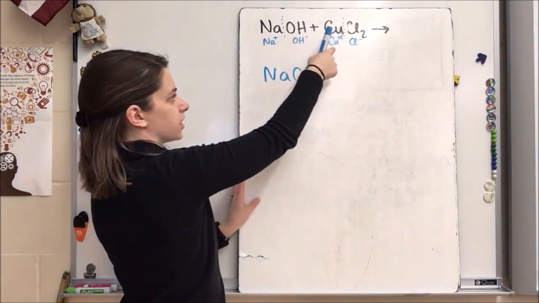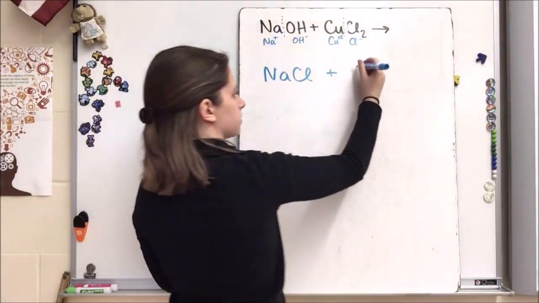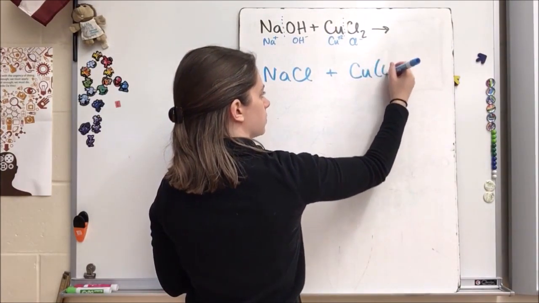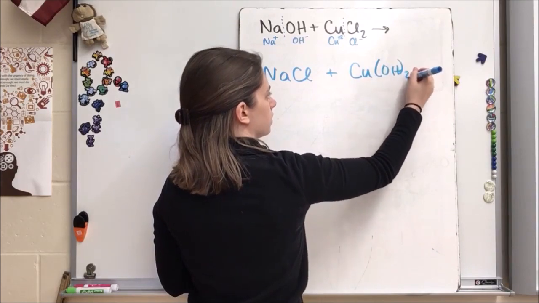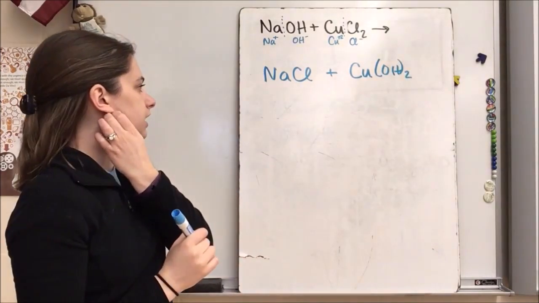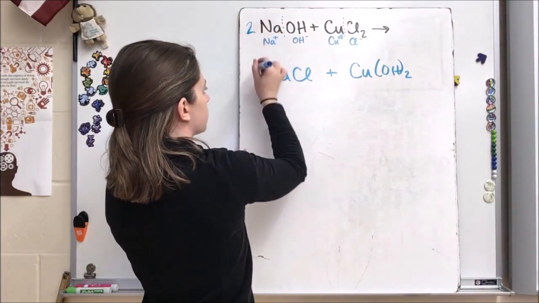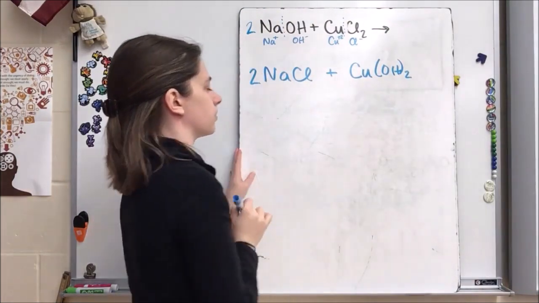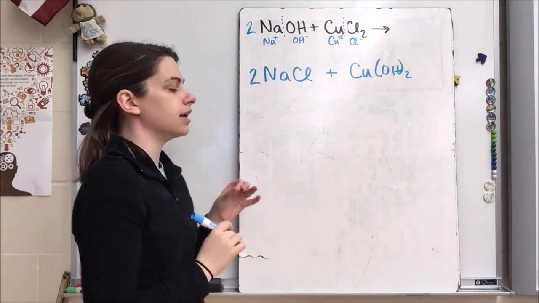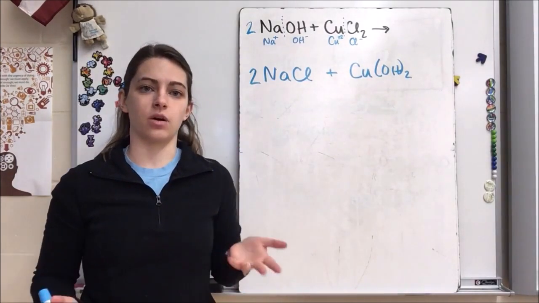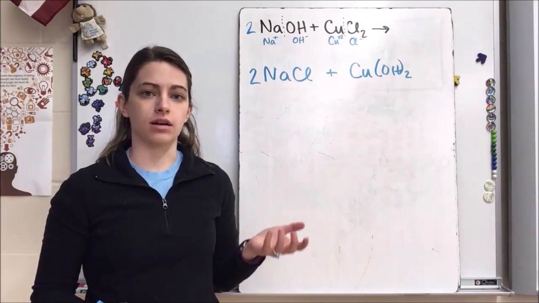And then our copper +2 is going to bond with our hydroxide to form copper(II) hydroxide, so Cu(OH)2. And then if we wanted to balance this, we need 2 sodium hydroxides and 2 sodium chlorides for this to balance. Now, if we're writing a net ionic equation, we need to look at our solubility rules.